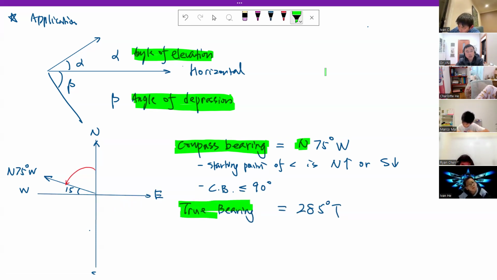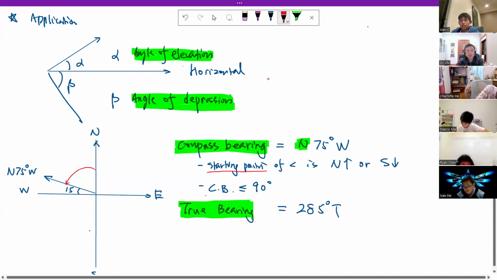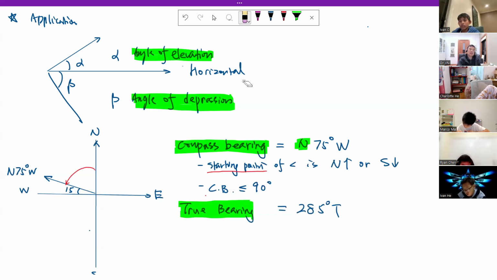So also we want to quickly comment on the two, the same thing, right? We just comment on what is the starting point and what is the range. So I think its range is less than 90. So let's do that. The starting point of the angle is pure north, just the north, because the starting point of the compass bearing is either north or south. The starting point is that.